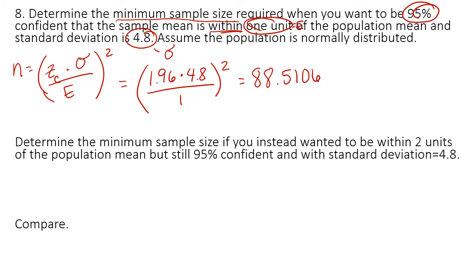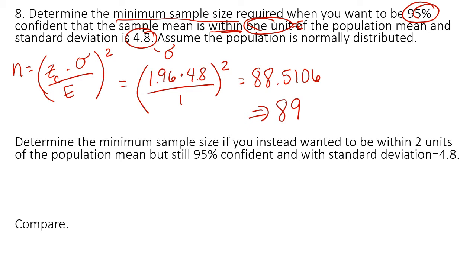88.5106. But you can't survey a fraction of a person, and with minimum sample size, you're always going to round up no matter what. So here we're going to have an 89-person sample size. And we round up because if you round down, then you have something below the minimum, and you can't go below the minimum. It's okay to be above it, but you can't go below it.